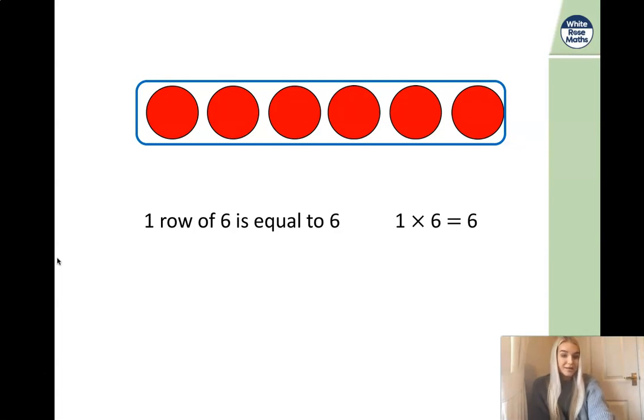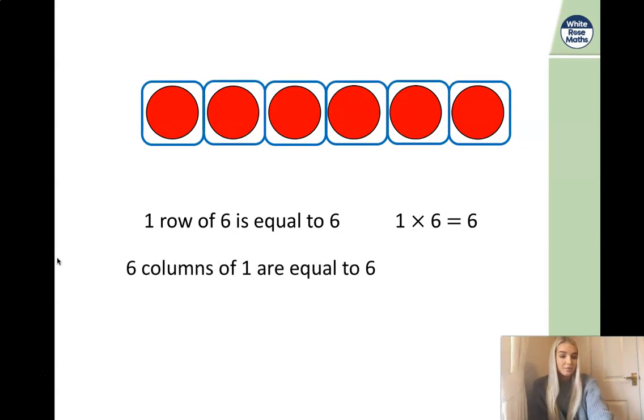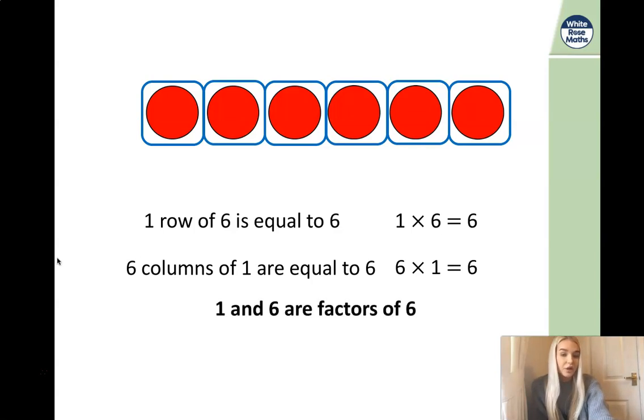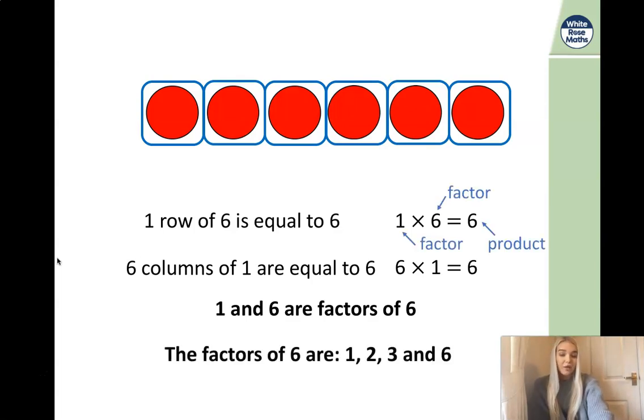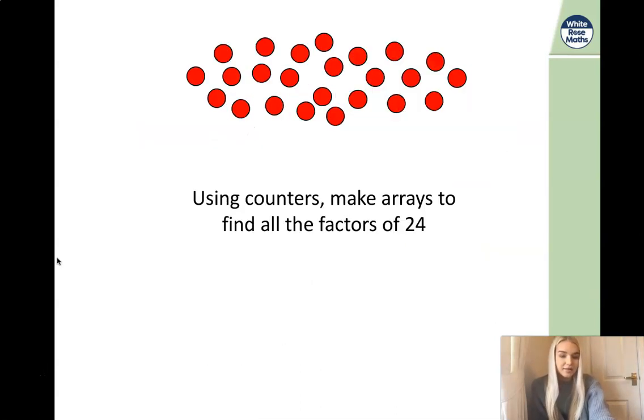We could do the same and split this up into columns, and we can see that there are 6 columns of 1 which are also equal to 6, which is the same as 6 multiplied by 1 is 6. So we have now found 2 more factors of 6, which are 1 and 6. Did you get those two? Well done. So we now know that the factors of 6 are 1, 2, 3 and 6.